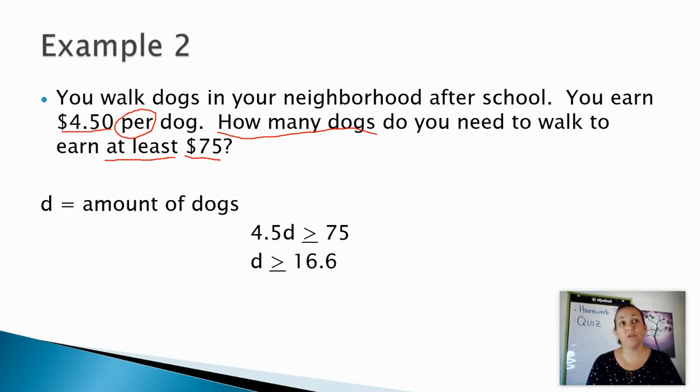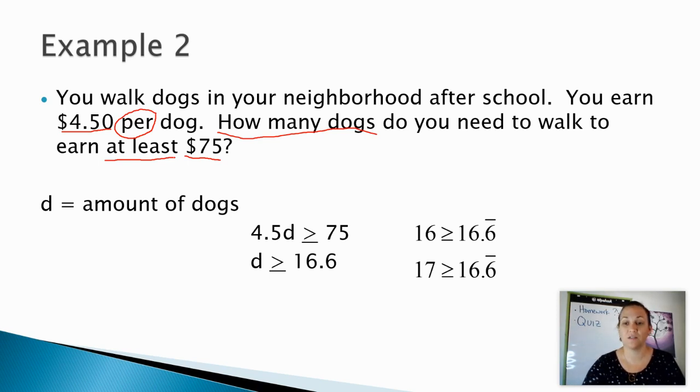So with 16.6, I can either go low or high. Let's check both of them. If I go low, down to 16, I get 16 is greater than or equal to 16.6. Well, that's not true, so 16 is probably not where I want to start. If I go high and I try 17, 17 is in fact greater than or equal to 16.6. And so I feel pretty confident that if I walk at least 17 dogs, I'll make the amount of money that I want to make.